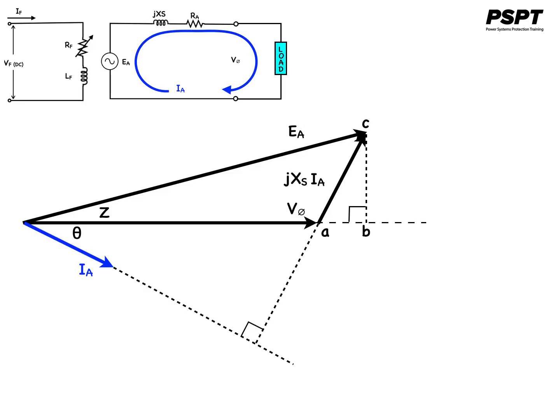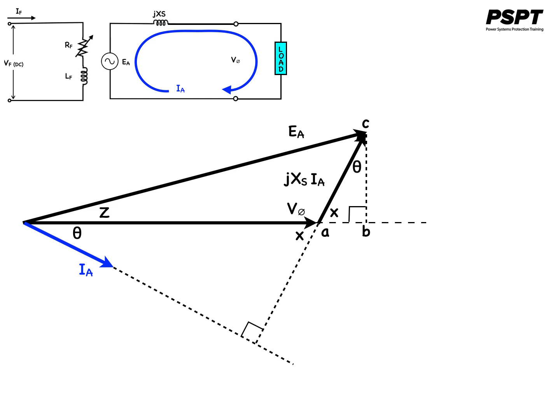If the armature resistance RA is ignored, which it can be since XS is much greater than RA, then a very useful equation can be derived to approximate the output power of the generator. To derive this equation, let's examine this phasor diagram. It shows a simplified phasor diagram of a generator with the stator resistance ignored. Notice the 2 right angle triangles have proportional sides because they contain the same angles. That means that angle ACB is equal to the power factor angle theta.